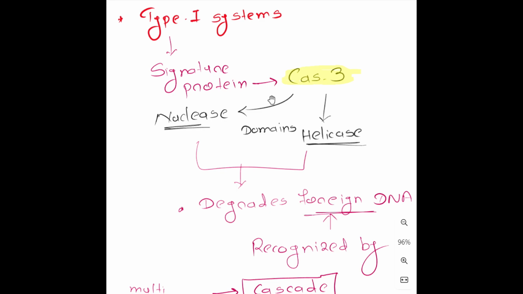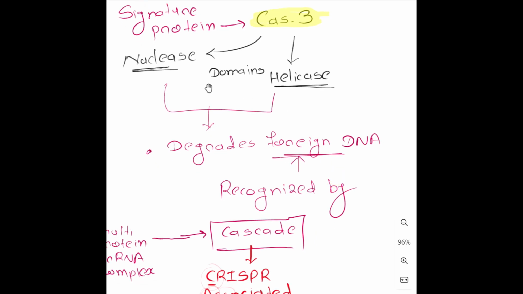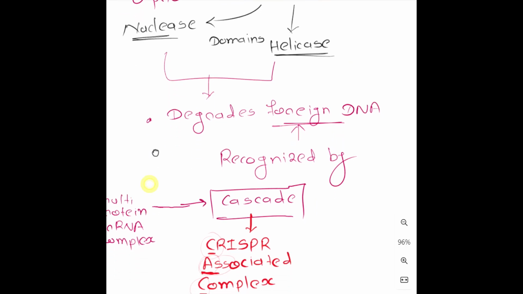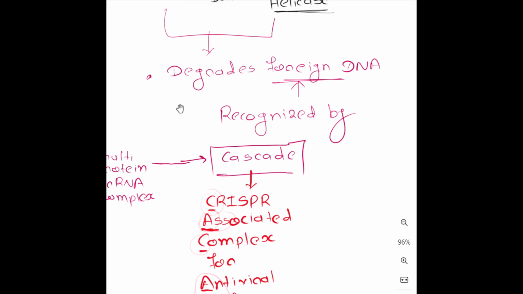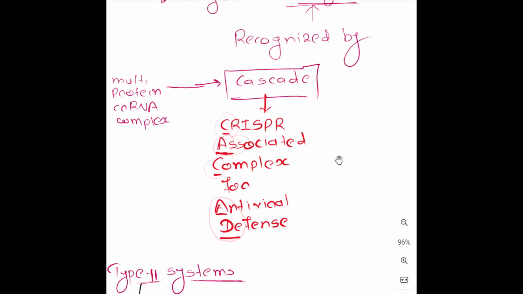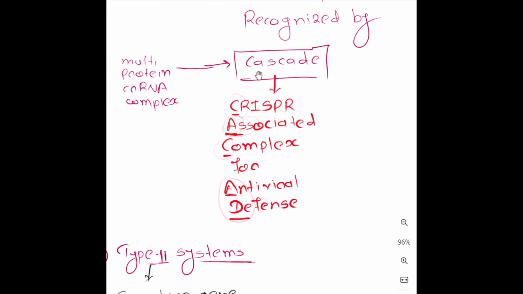Okay, so type 1 system. The signature protein of type 1 system is Cas3. This Cas3 is a protein with nuclease as well as helicase domain that functions in foreign DNA degradation, to cleave DNA that is recognized by the multimeric Cascade protein, which stands for CRISPR associated complex for antiviral defenses.